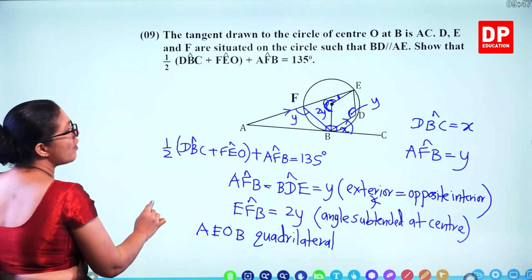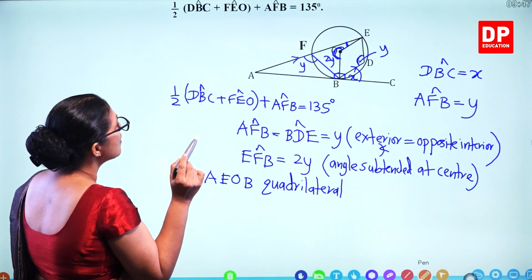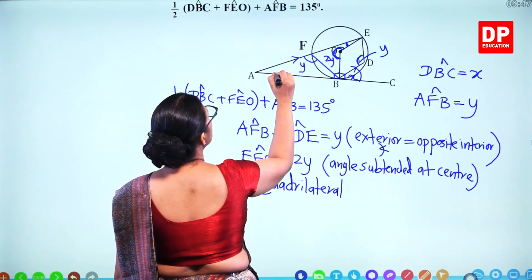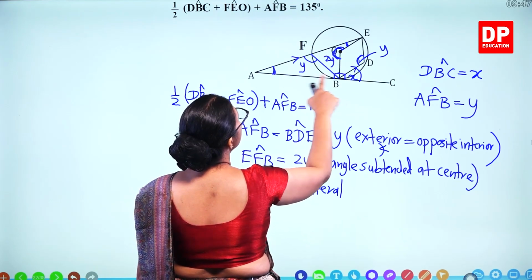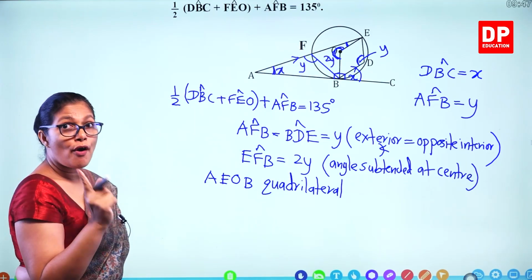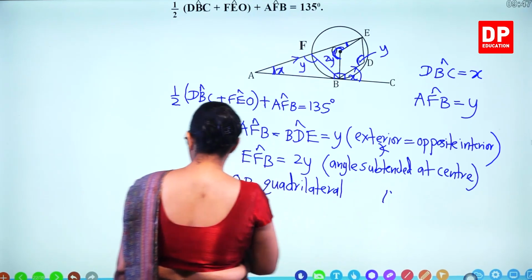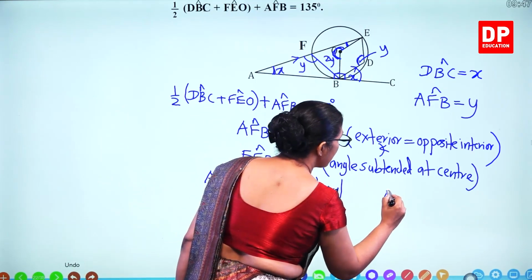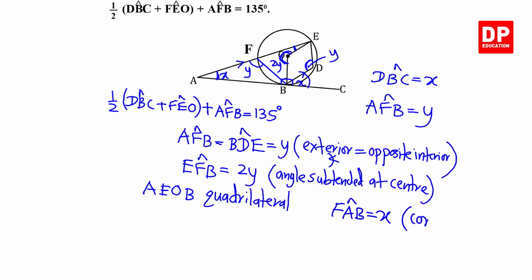Sum of angles in a quadrilateral is 360. So we'll add all the angles. So this angle is what? This is same as X because these two lines are parallel. So corresponding angles are equal. That also we'll write A, not A. FAB angle is also X because of corresponding angles. The two lines are parallel.